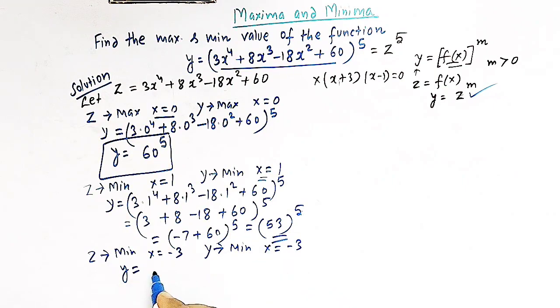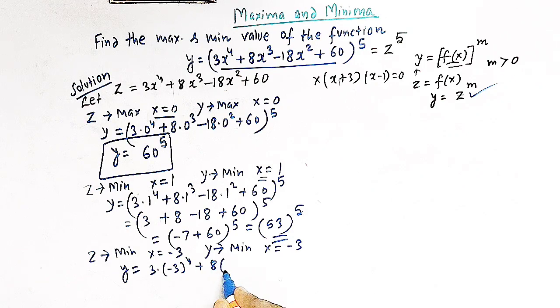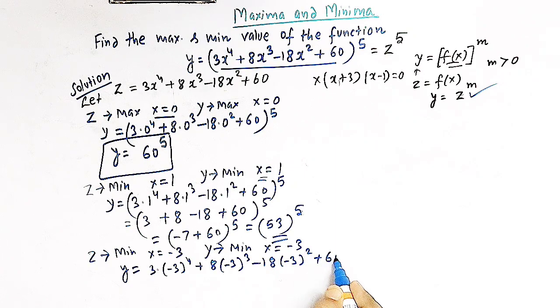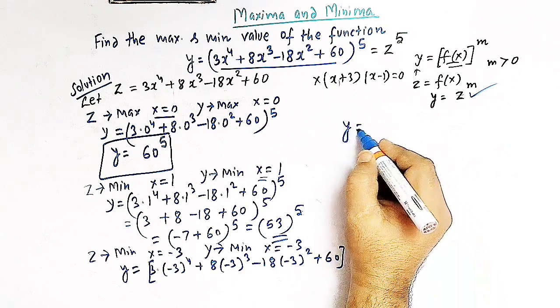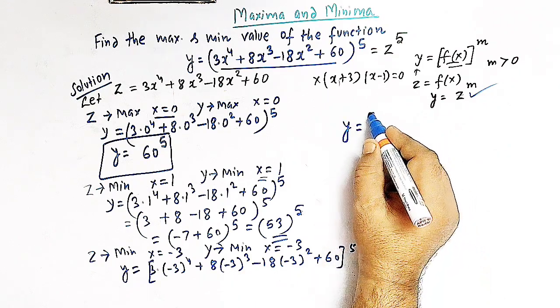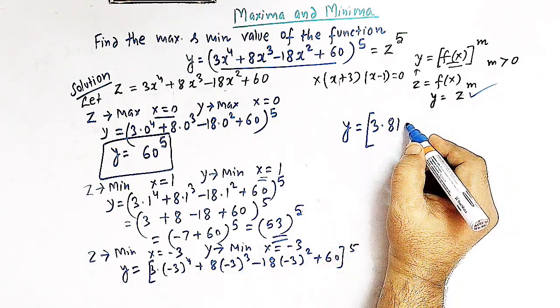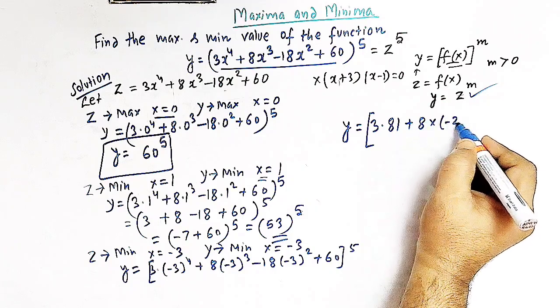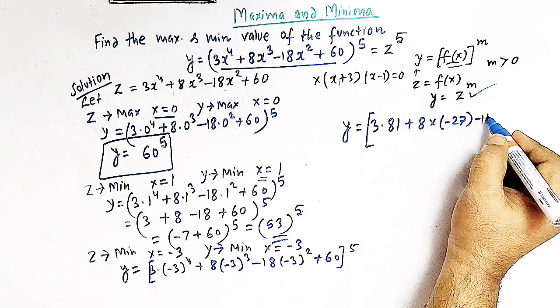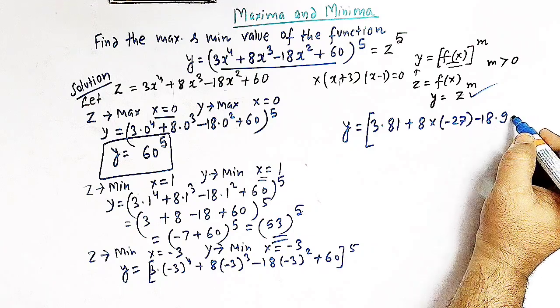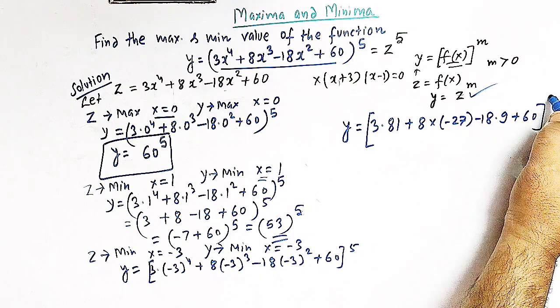So now we have y is equal to 3 times (-3) raised to 4, then we have 18 times (-3) raised to 3, minus 18 times (-3) squared, plus 60, and here the power is 5. So now y is equal to 3 times (-3) raised to 4, which is 81. Then we have 8 times -27. Then we have minus 18 times 9. Then we have 60 raised to 5.